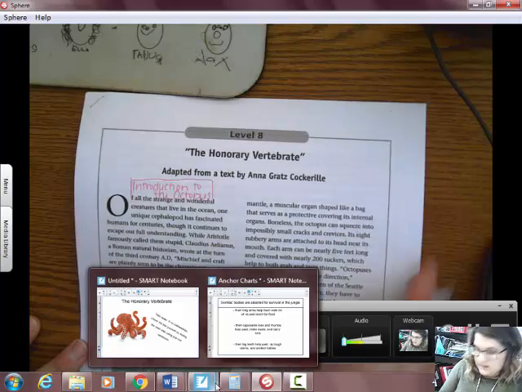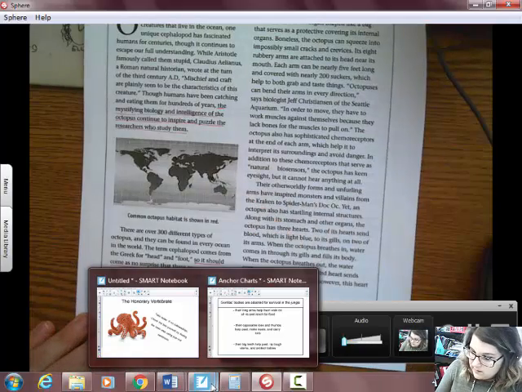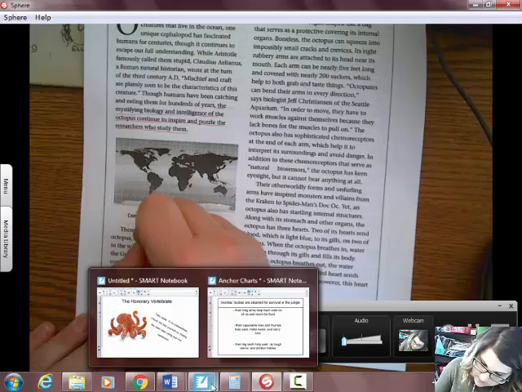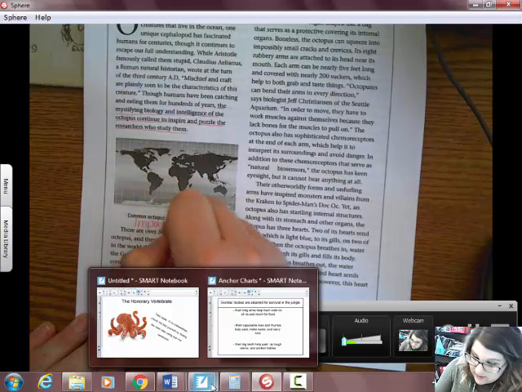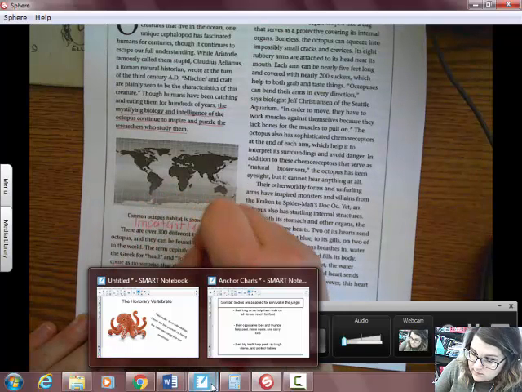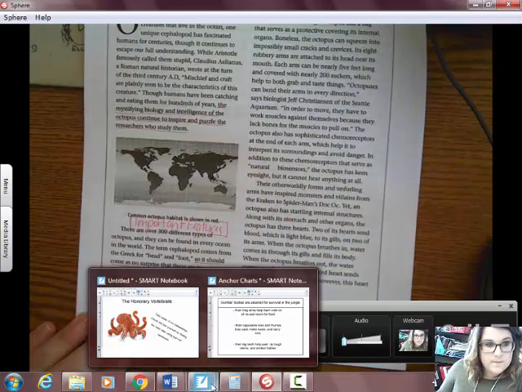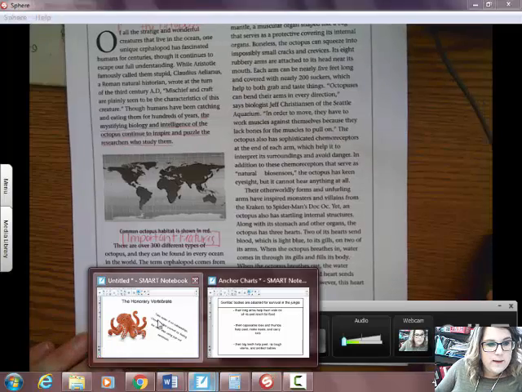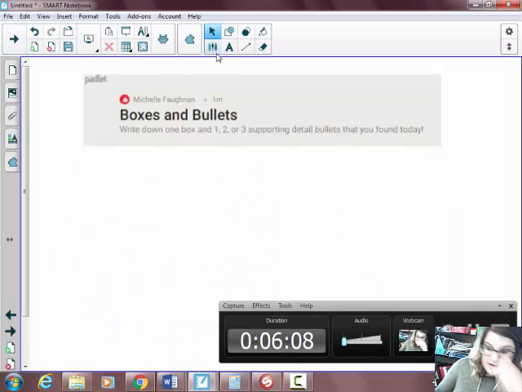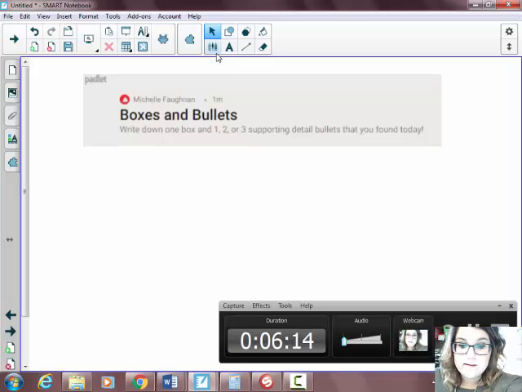In this section here, important features, or I could put body parts. So I'm categorizing for my boxes and bullets. Today is your reading, and every day is your reading. You're going to be categorizing your text into some boxes and bullets.